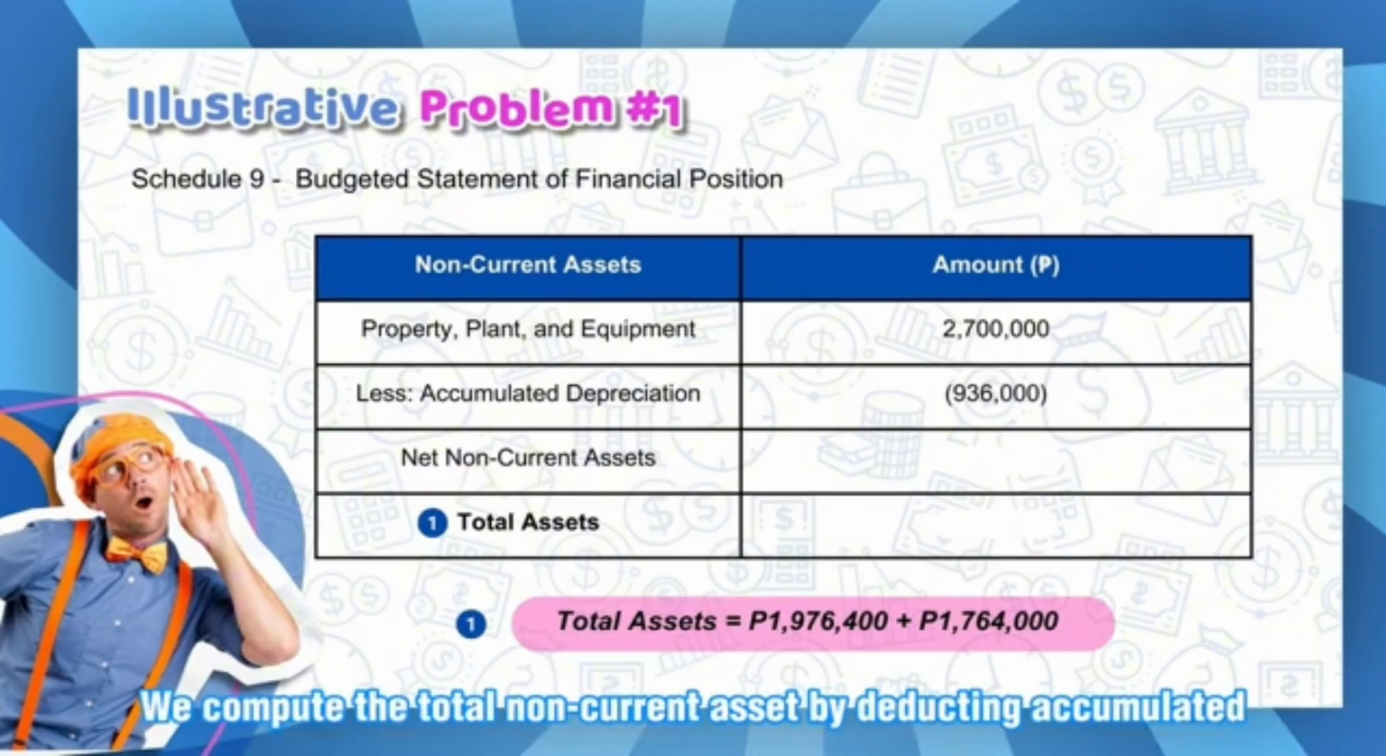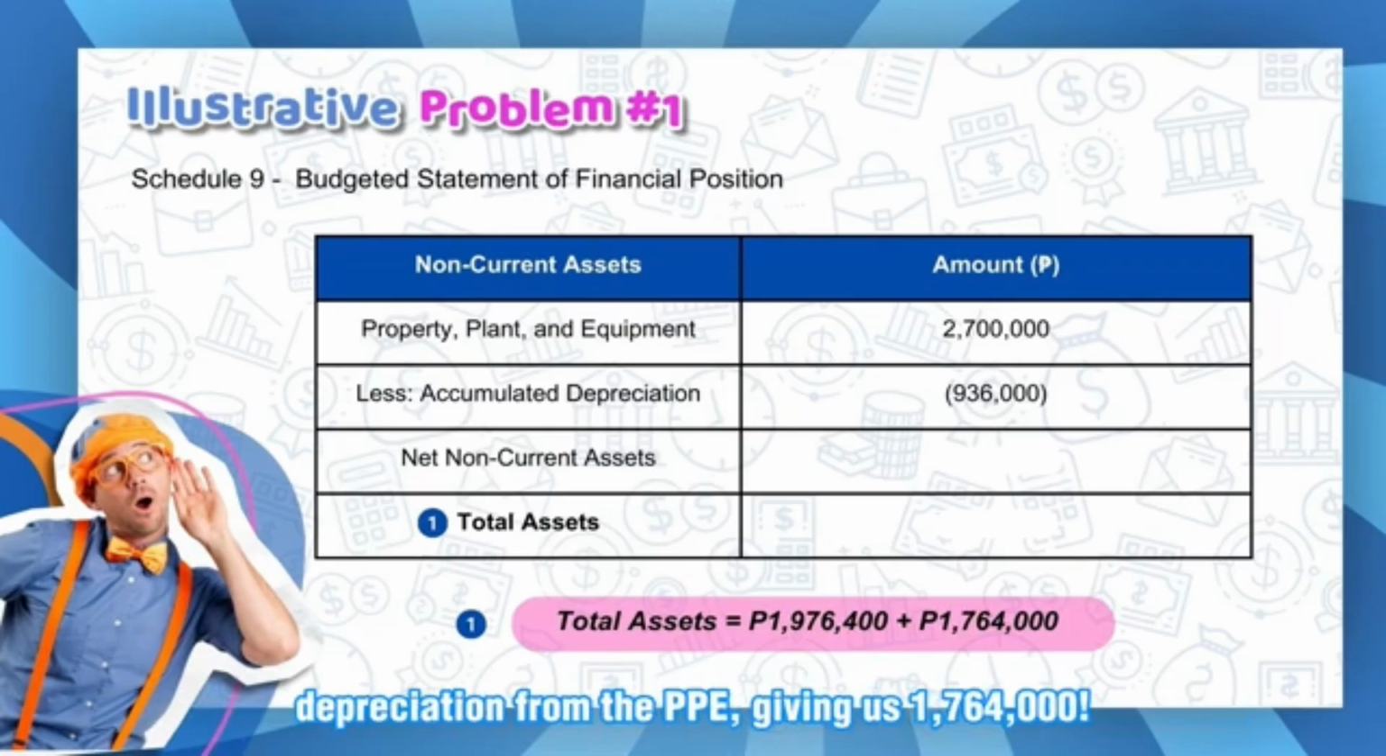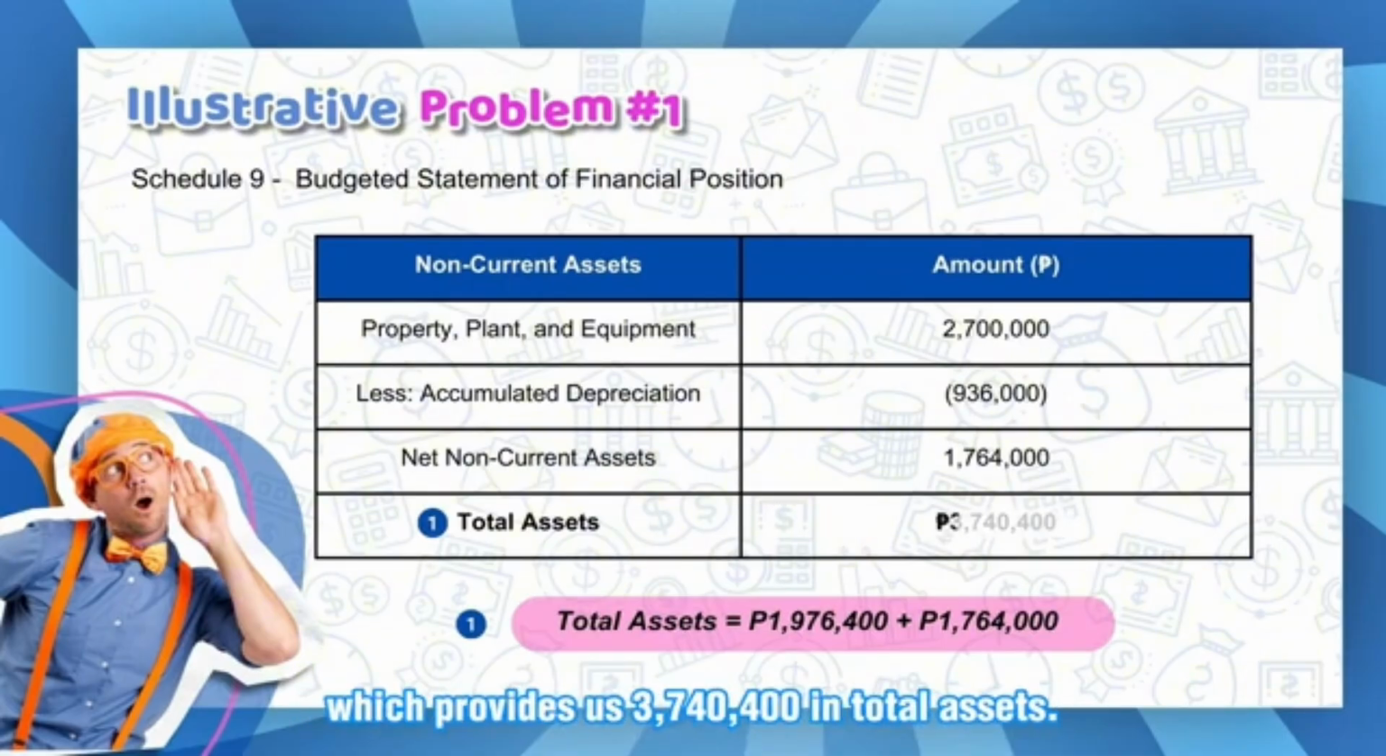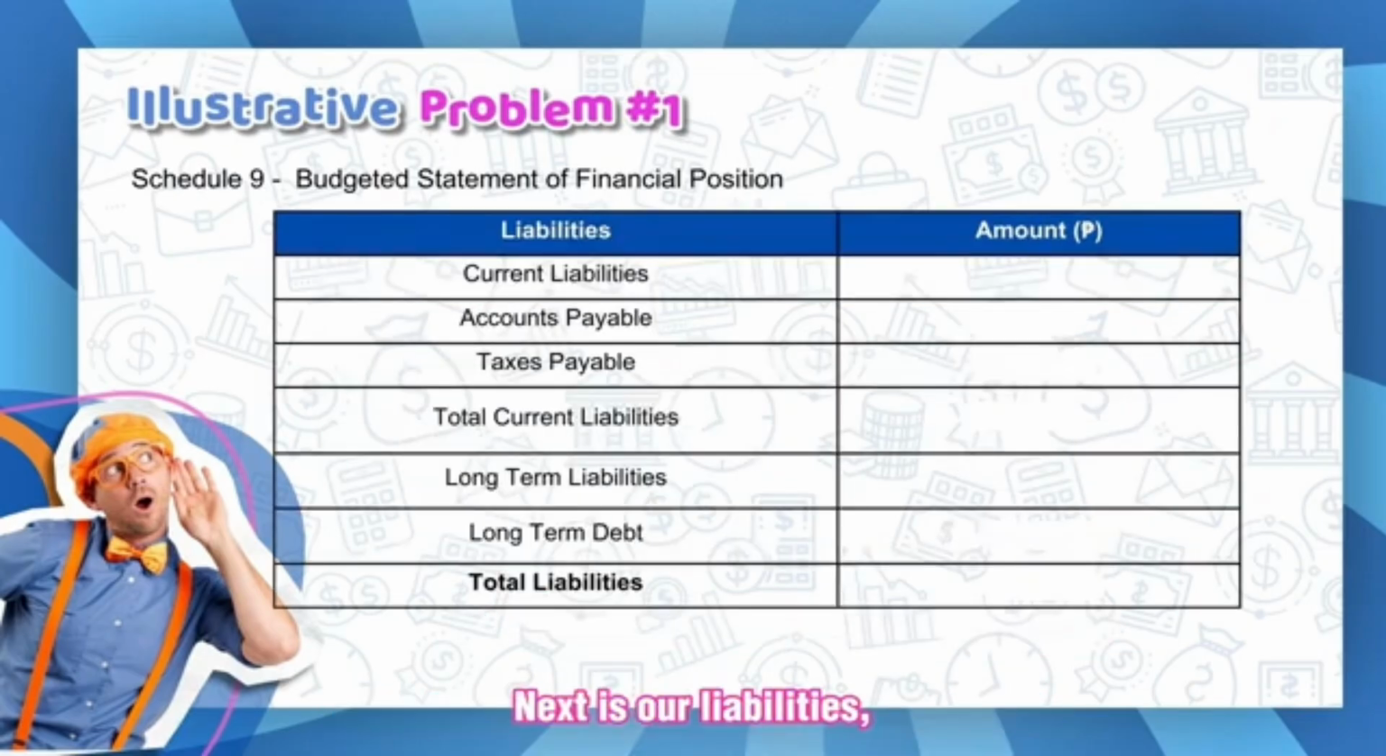We compute the total non-current asset by deducting accumulated depreciation from the property, plant, and equipment, giving us 1,764,000 pesos. We can add this amount to total current assets, which provides us 3,740,400 in total assets. Next is our liabilities.